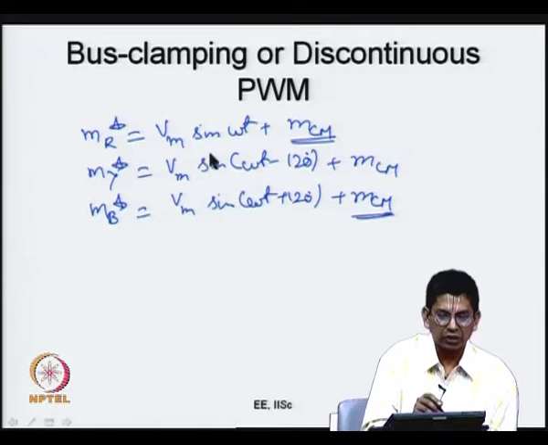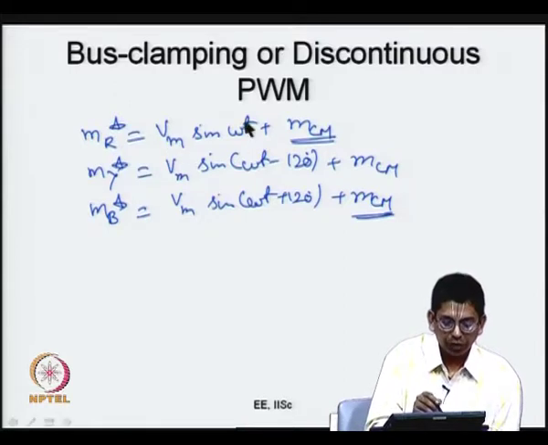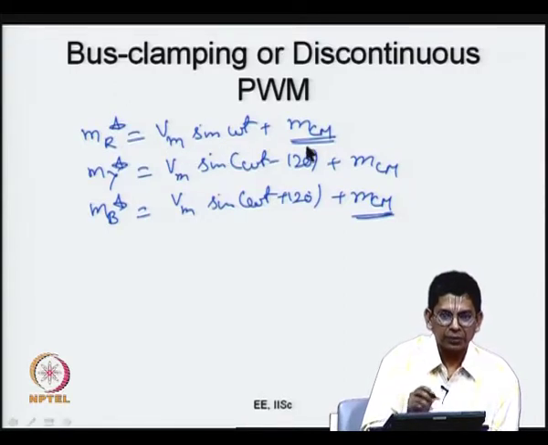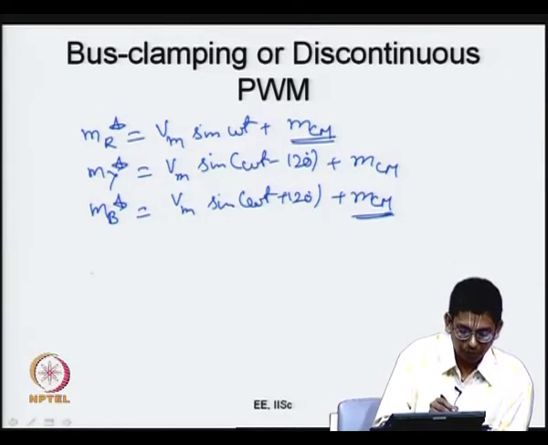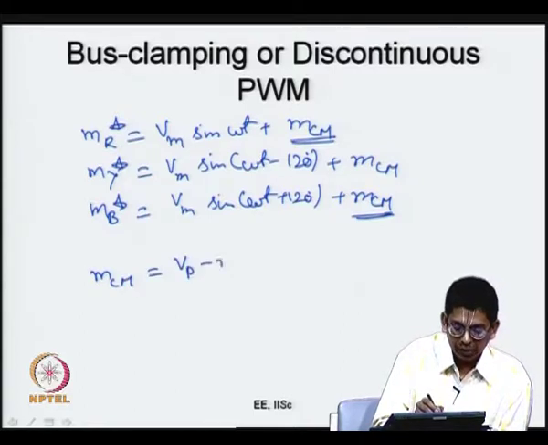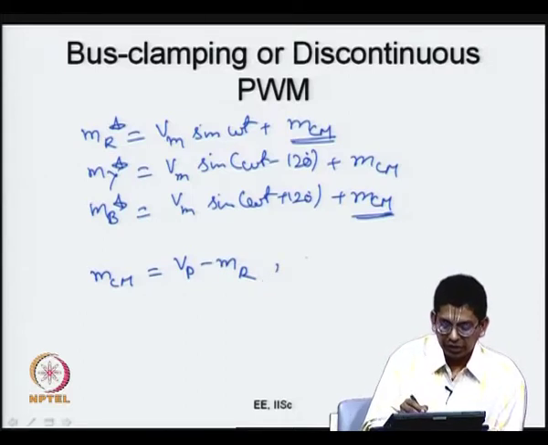So, how can I clamp mr star to the positive bus? Now, let us say mr star is Vm sin omega t, and let us take omega t equal to 90 degrees or something very close to that. So, mr is equal to Vm plus MCM, and you want it to clamp. So, you must take the difference between V peak and mr. I can say MCM is equal to V peak minus mr.